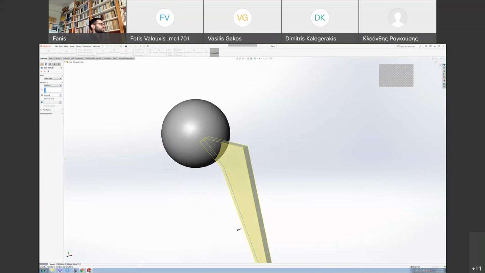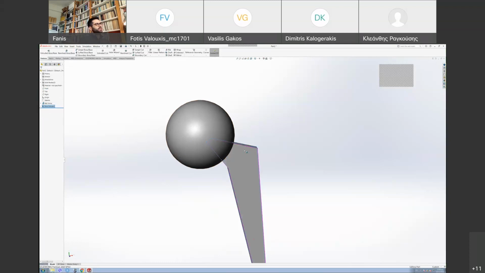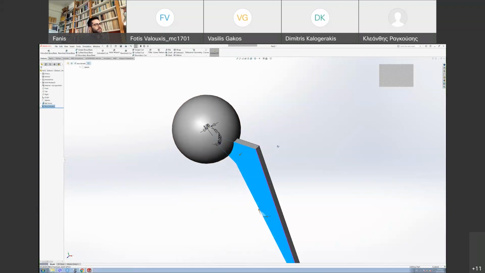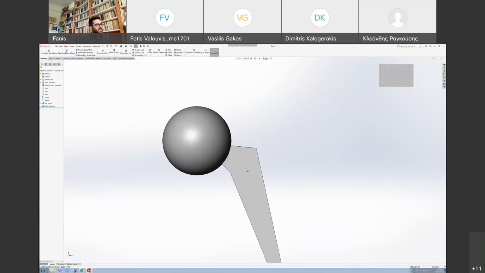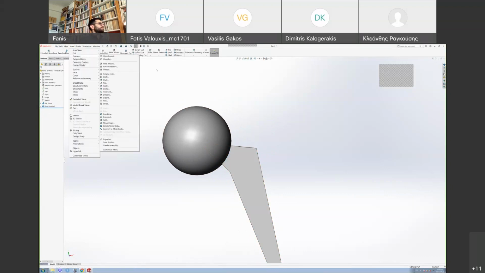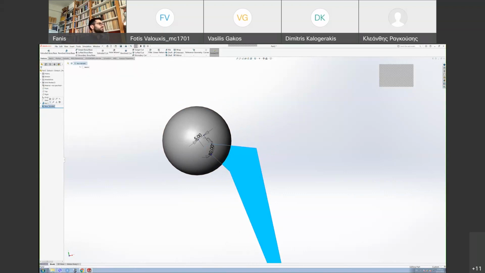One more important feature here, keep merge result checked. If you don't keep this merge result, and you do this, then you end up with two intersecting bodies. You can easily correct this, in case you need it, by using the combine feature. But it's much simpler to just go here, edit the feature, and say merge the results.